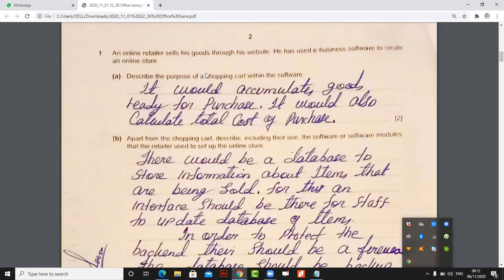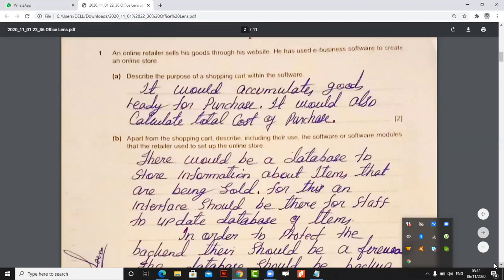So yes, the purpose of the shopping cart. You have to explain what the shopping cart will do, give its properties, at least 2. I am sure you would have thought of this as well. Part B was not very well done.